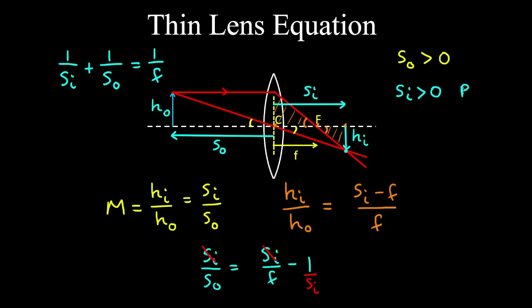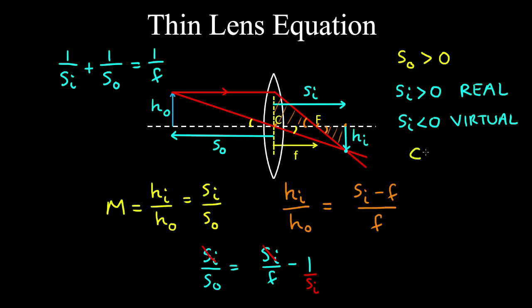So SI is greater than 0 for a real image, and therefore SI is less than 0 for a virtual image, which would appear on the incident side.